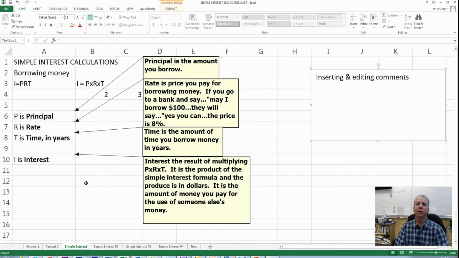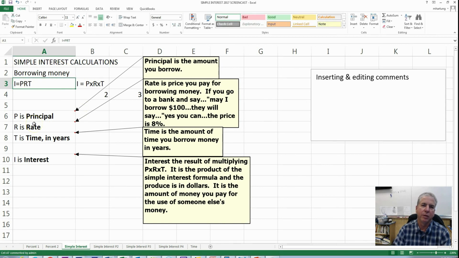In this video, we are going to have a little discussion and then make sure that we know how to manipulate and format comments within these cells here. So the simple interest formula is I equals PRT. Those of you in algebra will know that when we have PRT in this format, that means P times R times T. Now we need to know what P, R, and T mean.